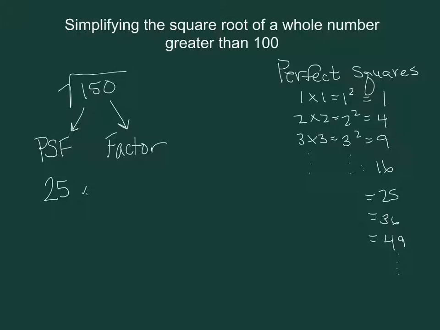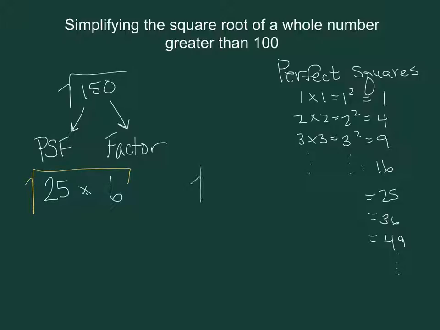And if I multiply that by 6, I will get 150. Now 6. The only factors of 6 are 3 and 2, of which neither of those are perfect squares, so this is the combination, 25 times 6, that I want to use. Remember that the square root is still over all this.